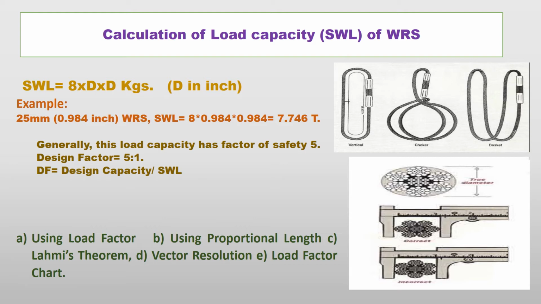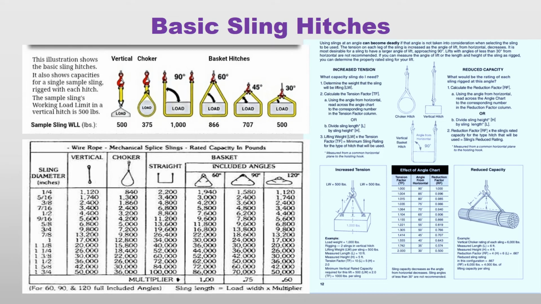Basic sling hitches. How a single sling can be attached to a load. Vertical hitch, 8D square, that is full capacity is used. Choker hitches, if it is round, 75% is utilized, and if it is square, only 67% is utilized. For basket hitches, 2 strings, that is straight. If it is straight, it is 90 degree, the full capacity is used, but if it is 60 degree, only 86%, 45 degree it is hardly 70%, and 30 degree it is the worst case, and 50% is only used.